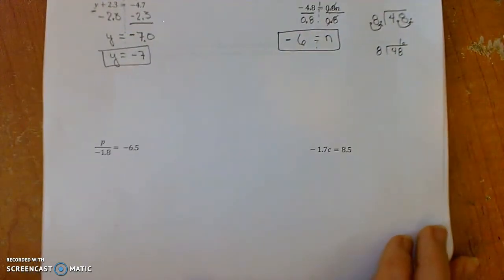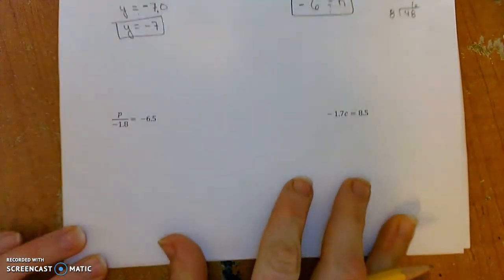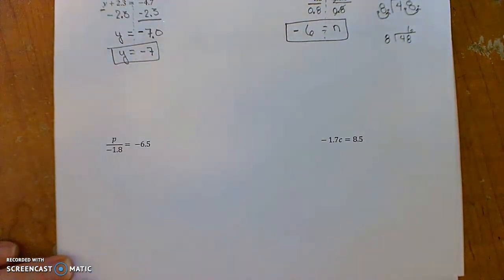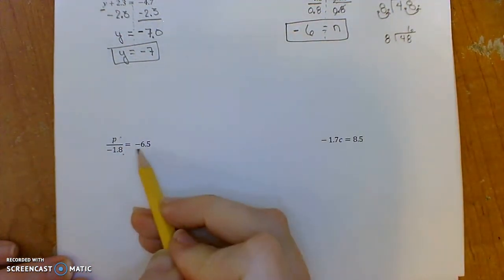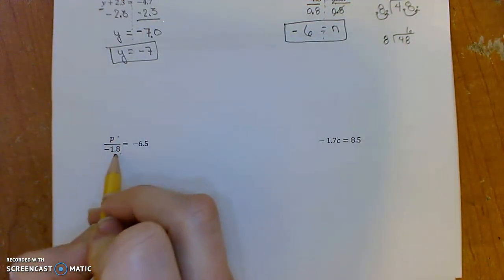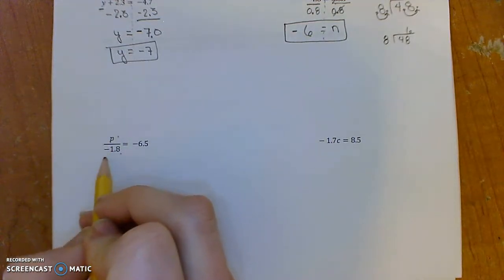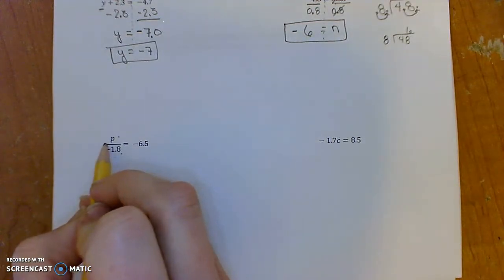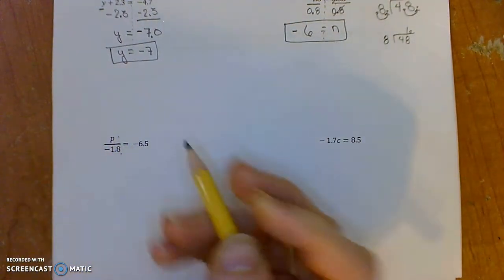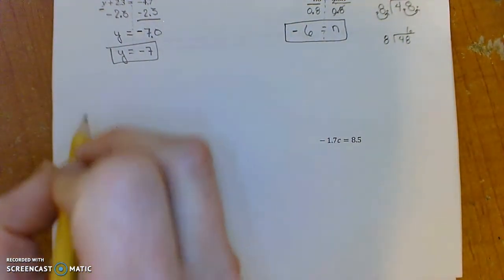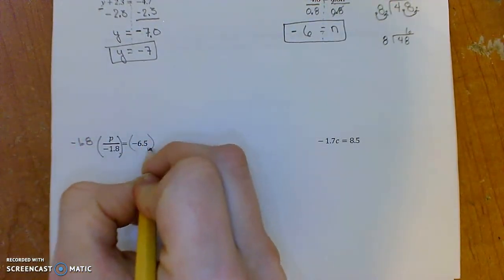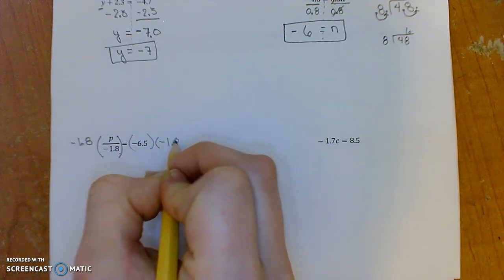Let's try the next two problems. And again, I urge you to pause the video so that you can try these on your own and check your answers after. Got p over negative 1.8 equals negative 6.5. So what's the operation? I'm trying to get p by itself. The operation that connects the p to the negative 1.8 here is division. So in order to undo this division, I'll perform multiplication. So I'll multiply both sides, this side by negative 1.8 and this side by negative 1.8.